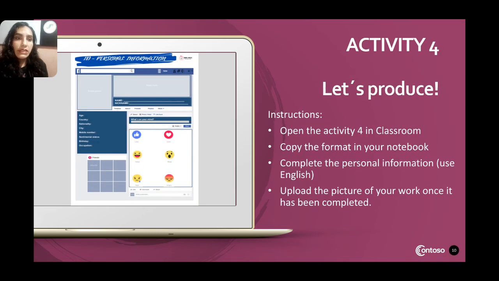And your activity number 4, it's also a productive activity. You have to open the activity number 4 in Google Classroom. You copy the format in your notebook and you have to complete the personal information using English, okay? And finally, you have to upload the picture of your work once it has been completed.